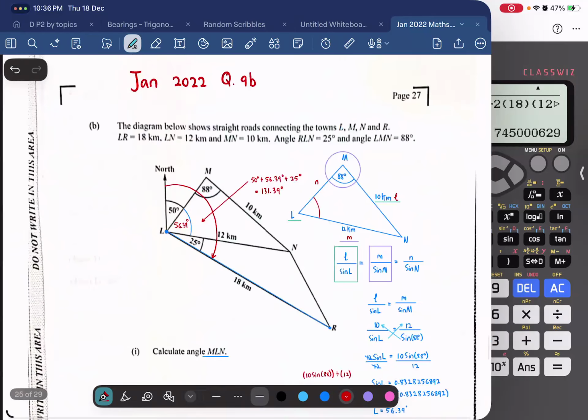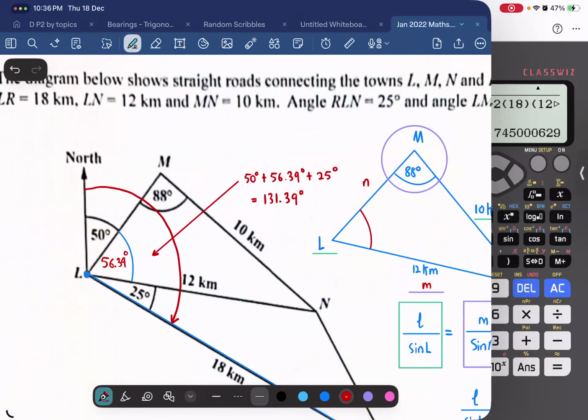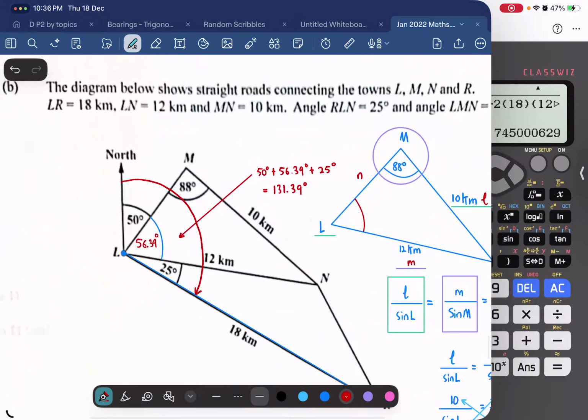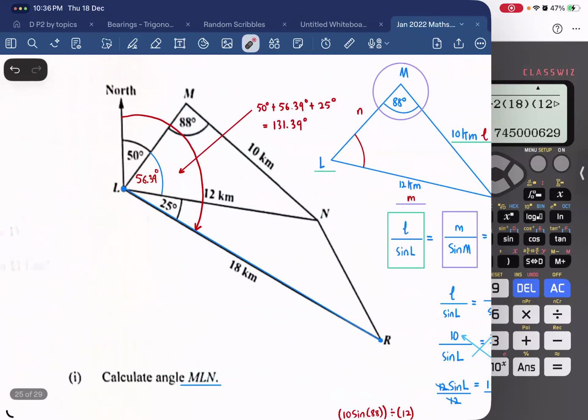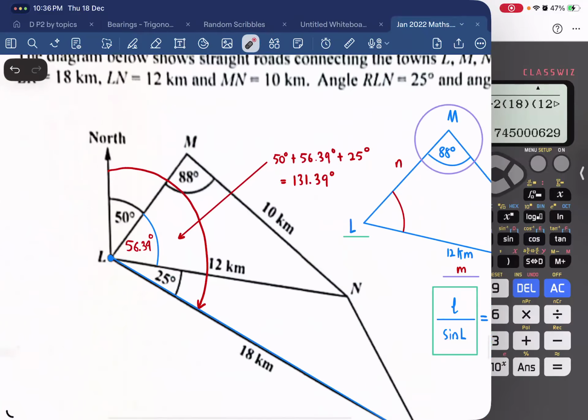Somebody said they have one question. If they wanted you to determine the distance from L to R, it would be 18. Yes, L to R is 18. Correct. But it's just to add up once they want the bearings. Yeah, adding up all. Right.